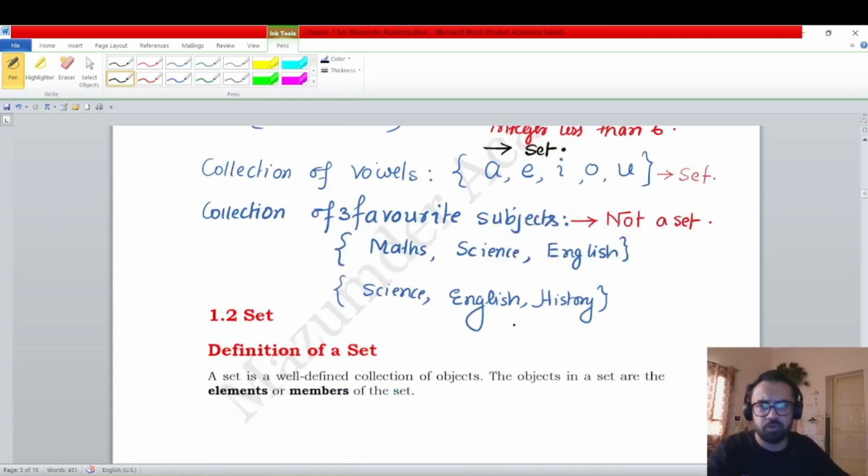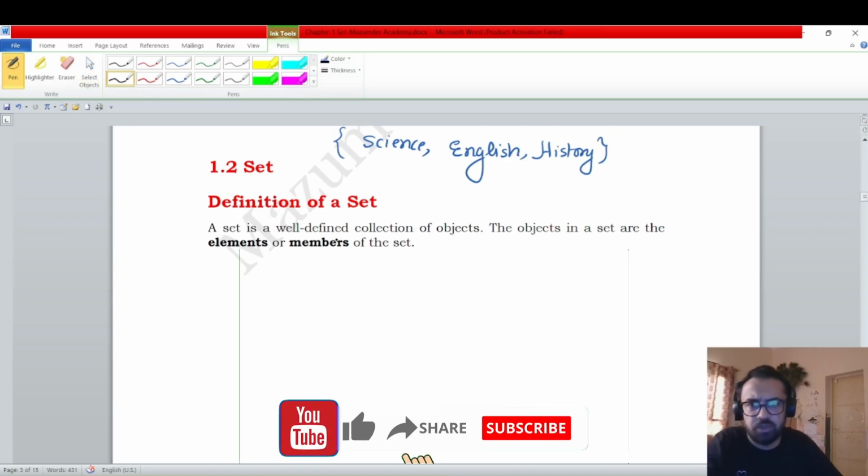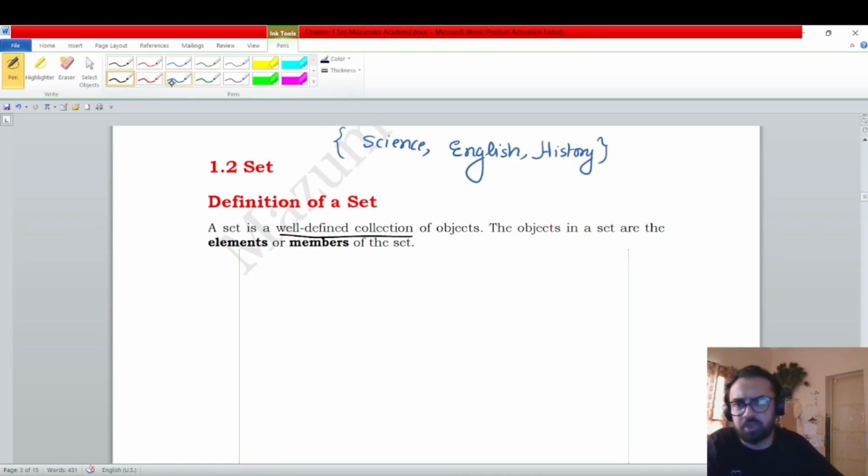Okay, let us move forward and give the formal definition of a set. So you can see here, a set is a well-defined collection of objects. Well-defined collections. The objects must be properly defined, and the objects in a set are called elements or members of the set.